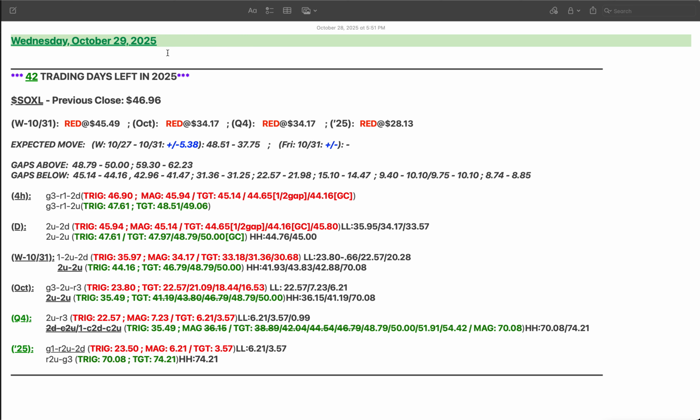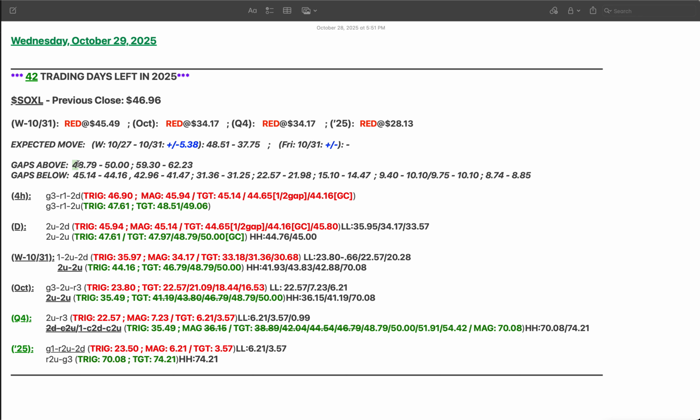So again, for Wednesday, October 29th, there will be 42 trading days left in the year, and the close for Tuesday, October 28th was 46.96. We know that the week flips red at 45.49, so not too far away. But the month, the quarter, and the year don't flip red until quite a ways further down. So nowhere close to full time frame continuity to the downside at this point. And we do know that the market maker's expected move was $5.38 based off of Friday's close, which gave us a range of 48.51 to 37.75.